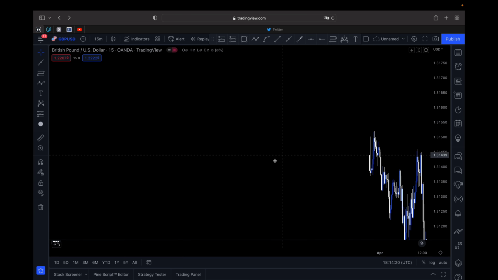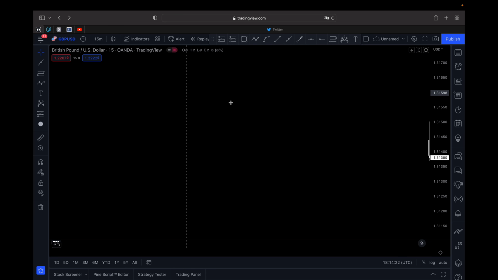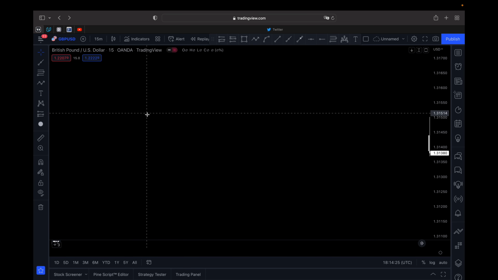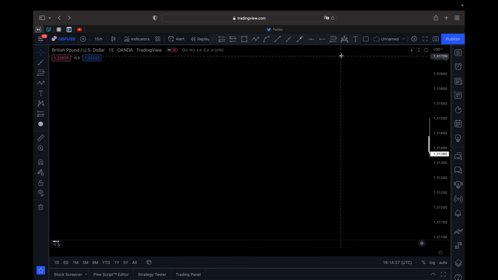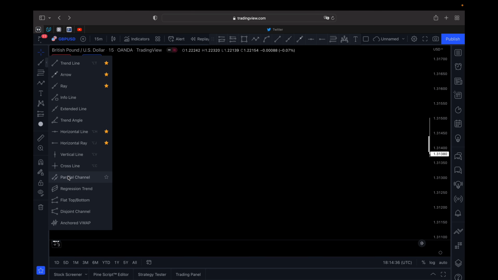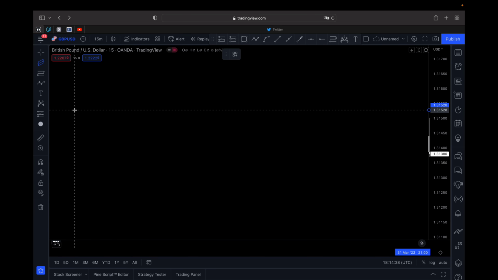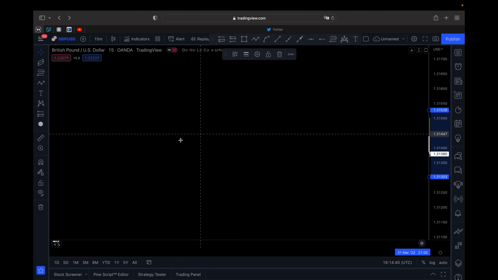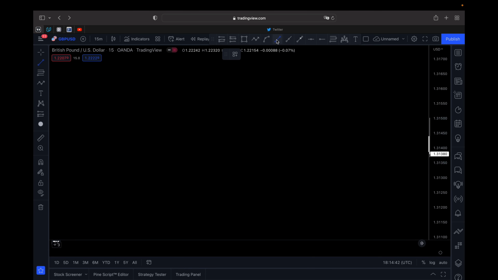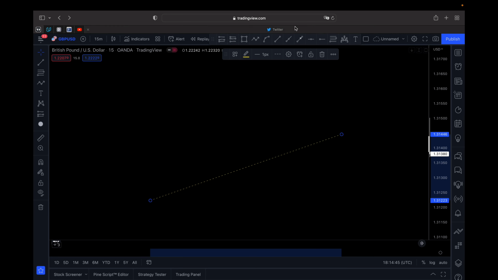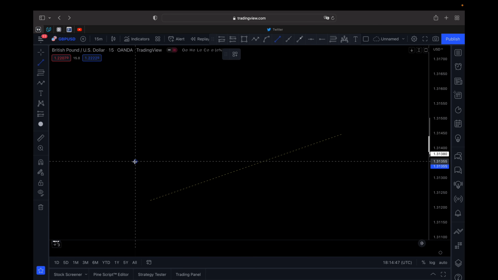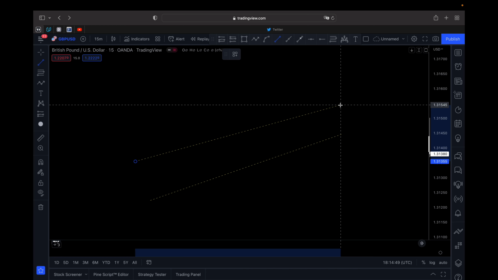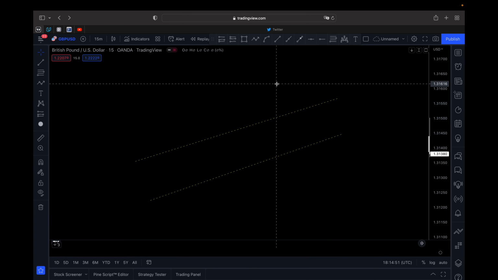Just to put it on a plain sheet for you guys, this is what it will look like. A trend line here. Let me look for your channel type. So this is just to put this into concept here.